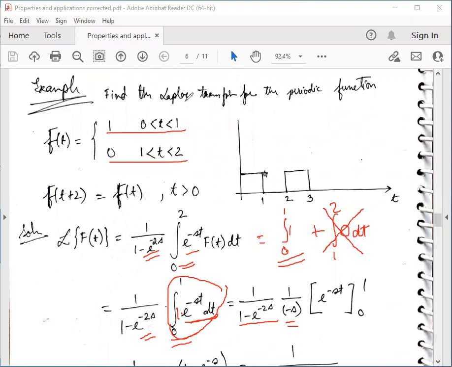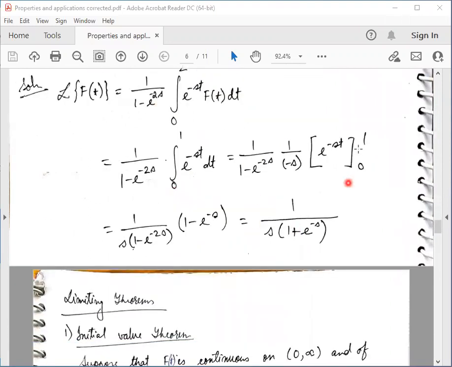Okay, let me clear all drawings. So this integral becomes 1 by minus s e to the power minus st from 0 to 1. So this s, we keep it here. So 1 by s times 1 minus e to the power minus 2s. When we insert the limit, because of this minus sign, we put the limit 0 first. So e to the power 0 is 1. Then when we put t equal to 1, we get e to the power minus s. So I get 1 minus e to the power minus s, and here I have 1 minus e to the power minus 2s.